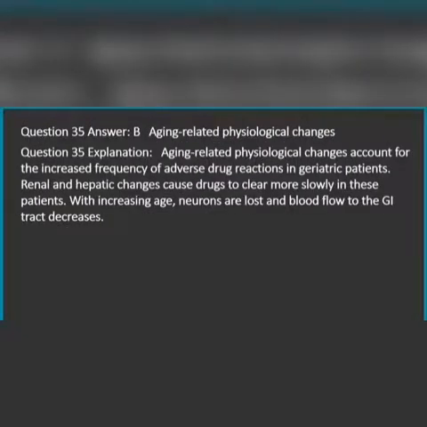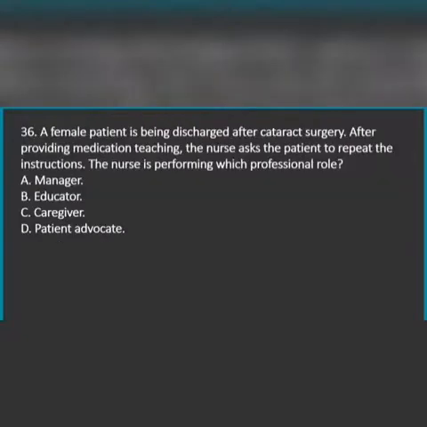Question 35 Answer. B. Aging-related physiological changes. Question 35 Explanation. Aging-related physiological changes account for the increased frequency of adverse drug reactions in geriatric patients. Renal and hepatic changes cause drugs to clear more slowly in these patients. With increasing age, neurons are lost and blood flow to the GI tract decreases. Question 36. A female patient is being discharged after cataract surgery. After providing medication teaching, the nurse asks the patient to repeat the instructions.